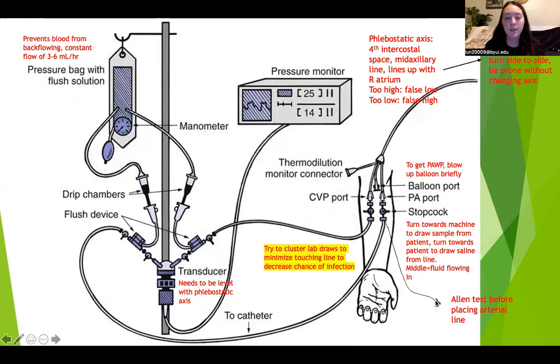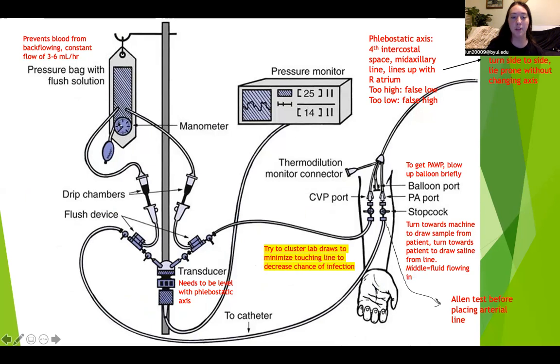So this also looks pretty confusing, but hopefully we'll be able to clear it up. So, the parts of a hemodynamic monitor. We have this pressure bag right here. It prevents blood from backflowing. There's a constant drip of about 3 to 6 mils per hour, okay?